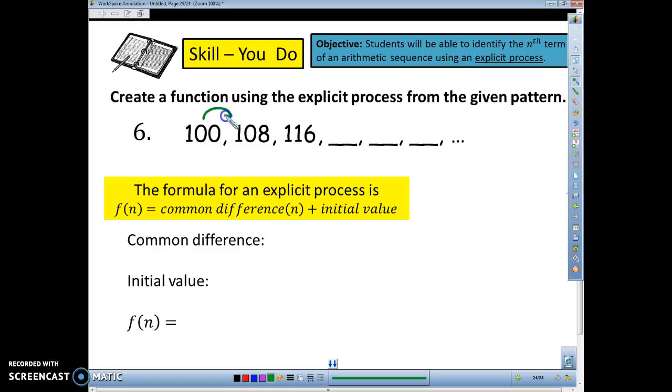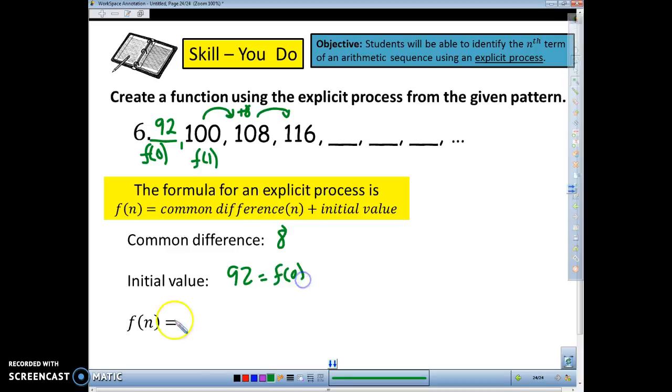Okay, so the common difference here, we are adding 8 every single time. This is my f of 1, so to find f of 0, I need to go backwards. I'm going to subtract 8, so that would be 92. And that's my initial value, f of 0. And my f of n would be f of n equals 8n, my common difference, times n, plus my initial value, which is 92. Did you get this? Good.